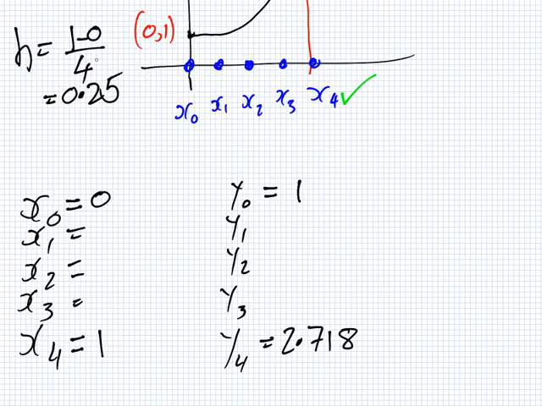Right, so what's the first x1 here? 0.25. The next one? 0.5. The next one? 0.75. Okay. So on our calculator, let's work out the heights.